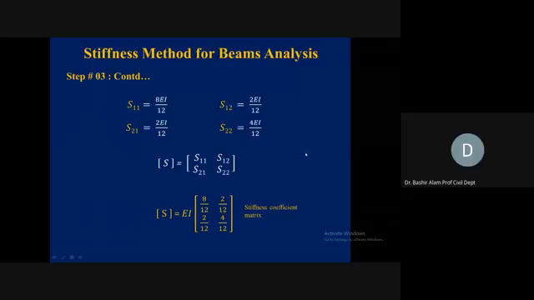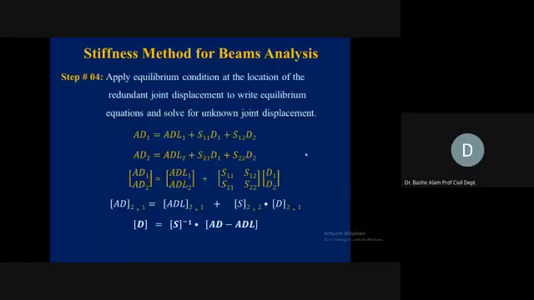And then in step number 2, we found the ADL matrix. And in step 3, we found the stiffness coefficient matrix. Now in step 4, we are in a position to apply the equilibrium equation. So let's go to the equilibrium equation now. This is the equilibrium equation. And finally, the unknown joint displacements D is equal to S inverse times AD minus ADL.